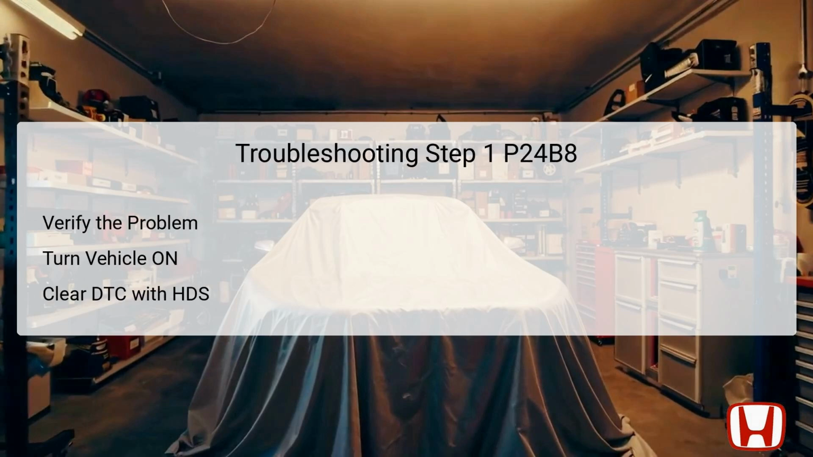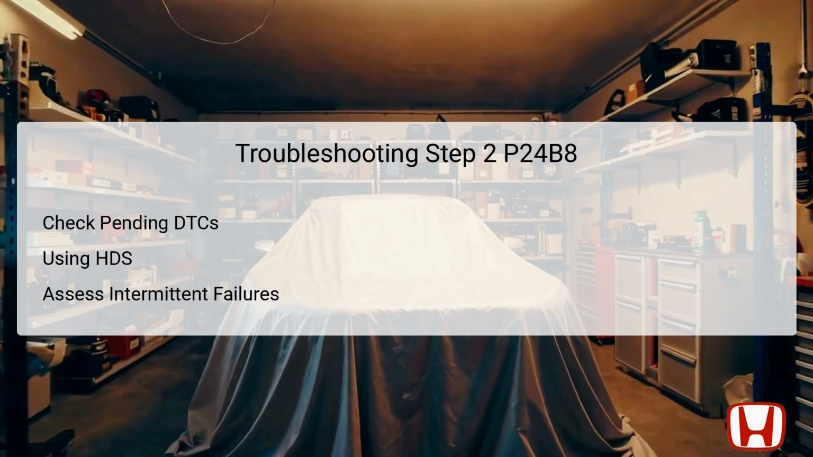In the first troubleshooting step for a P24B8 code, it is essential to verify the problem using the Honda Diagnostics System, HDS. Start by turning the vehicle to the on position without starting the engine, which activates the onboard diagnostic system. Following this, clear the DTC from the system using the HDS to ensure that any previous codes do not interfere with the new diagnostic process. After clearing, turn the vehicle to the off/lock position before turning it back on again. This ensures a fresh read of any current issues present, allowing for an accurate assessment of the vehicle's condition before digging deeper into the troubleshooting steps.